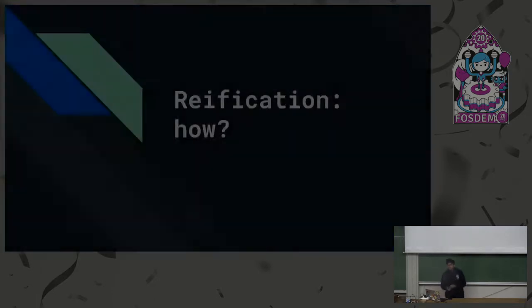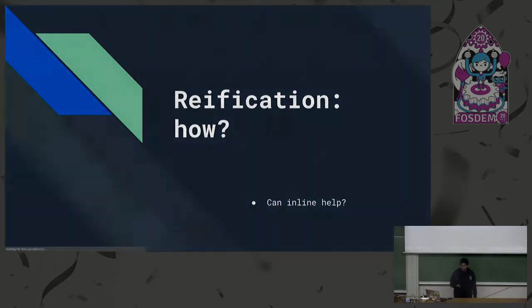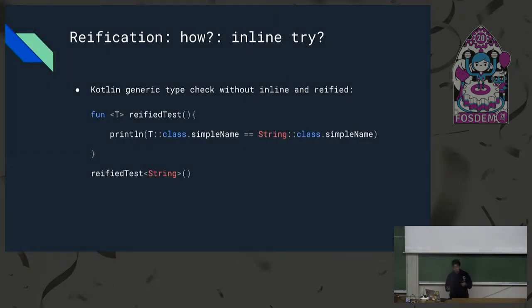Now, how does it apply for Kotlin? And can inline help over here? So let's take a more Kotlin example and see how things work. Consider this example. You have a generic function called reifiedTest, and you are printing the type of the class, and you're matching if it's a string or not in a very crude way. How many of you think this code would work actually? Any ideas? Would this code work?